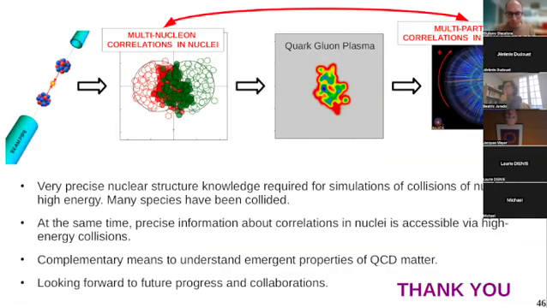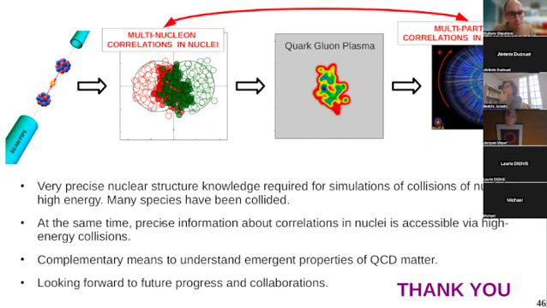I can finish. Sorry if it takes a bit more time than 45 minutes. My conclusion is really straightforward, okay? I just show you this picture again. We measure multi-particle correlations in the final state of heavy ion collisions, and we can relate that to many-body correlations in the colliding nuclei in a very effective fashion. Therefore, if we want to understand high-energy data for collisions of many species, we need a very precise knowledge of the structure of the collided nuclei.